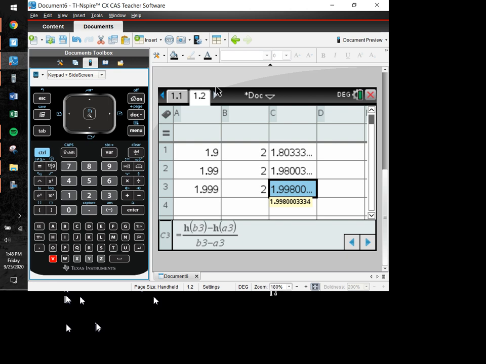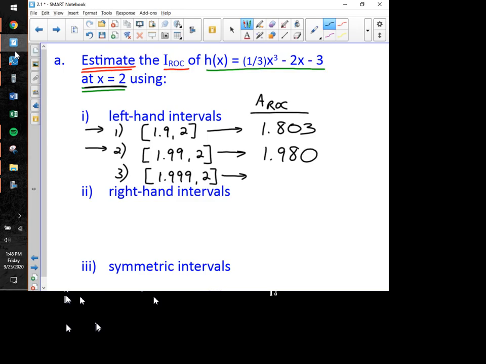So rounded to 3 decimal places, we are now at 1.998. So 1.998 is our new average rate of change. Now, if I were to stop right there, and the problem just said, estimate the instantaneous rate of change at x equals 2, I'm now going to take a look at these three numbers right here.